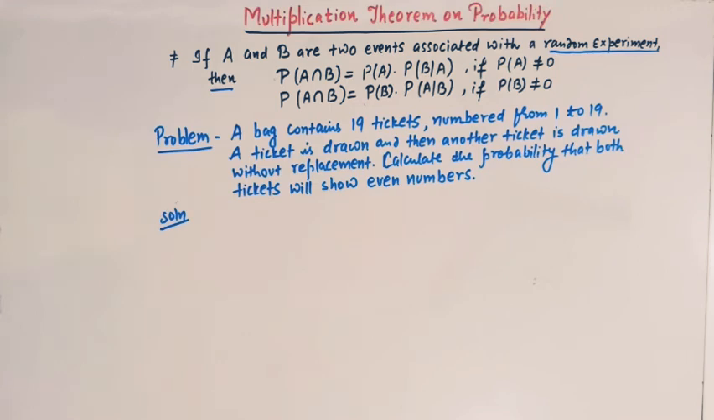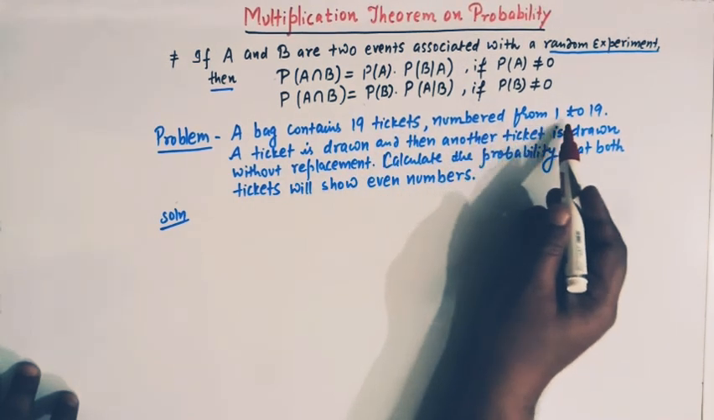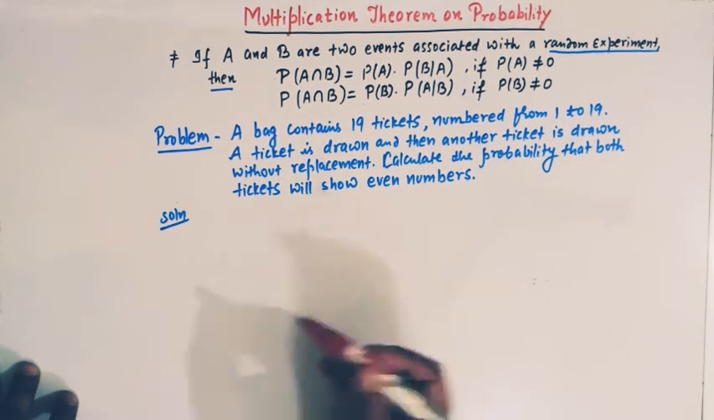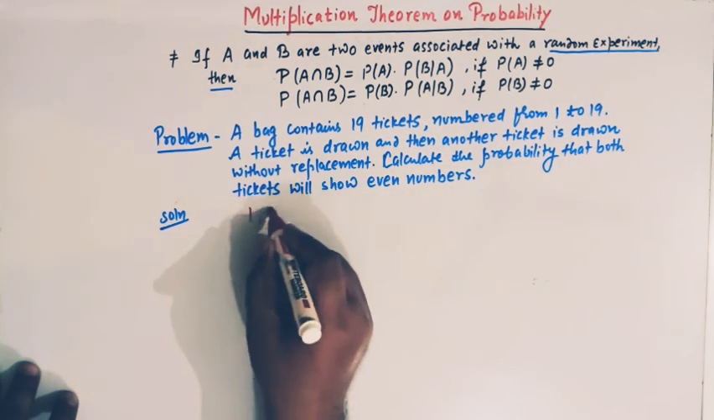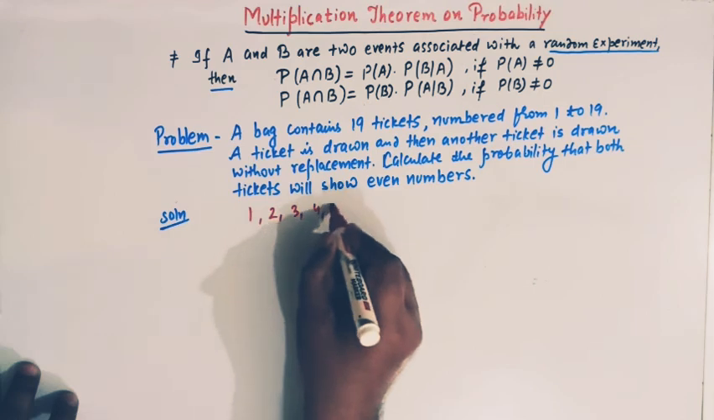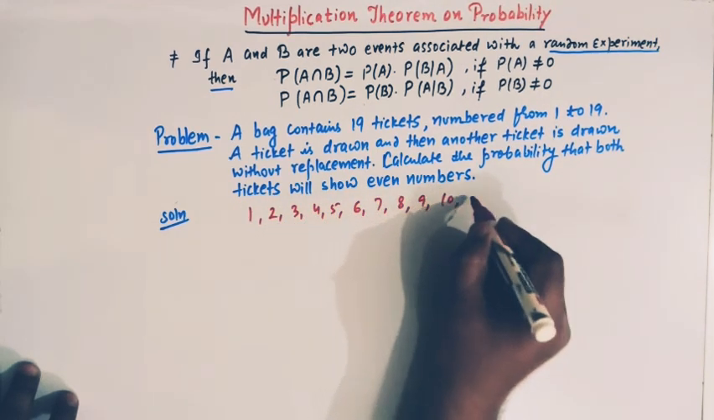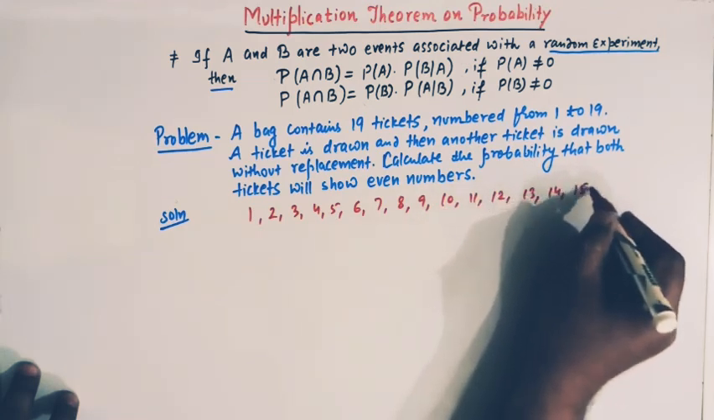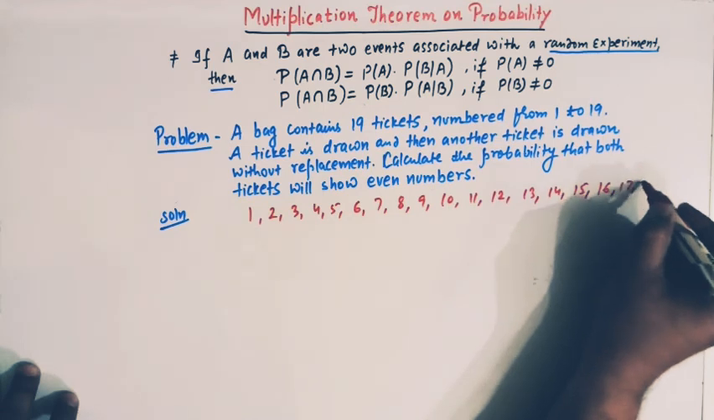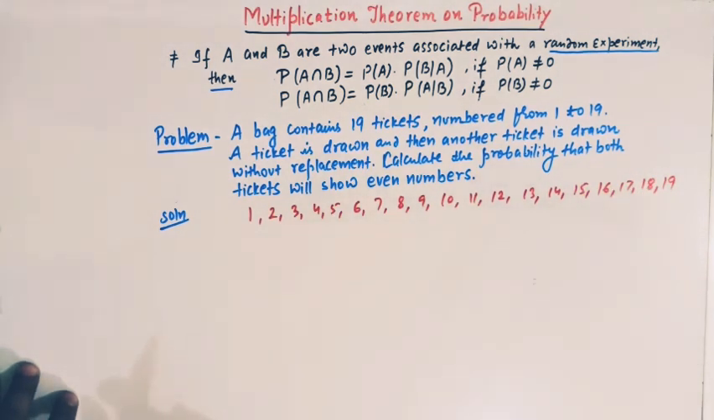Now let us take one more problem. So here a bag contains 19 tickets numbered from 1 to 19, right? So we have 19 tickets from 1 to 19, that is 1 2 3 4 5 6 7 8 9 10 11 12 13 14 15 16 17 18 and 19. So we have 19 tickets, right?